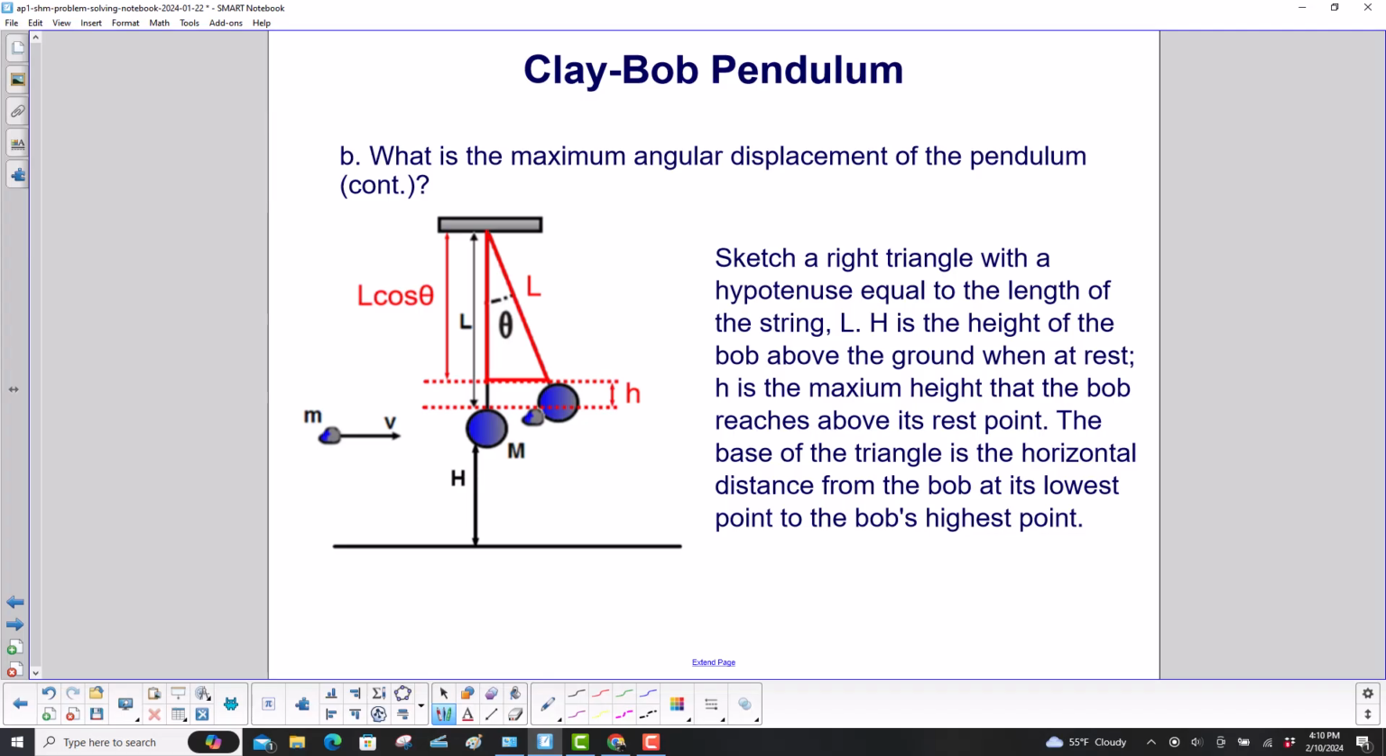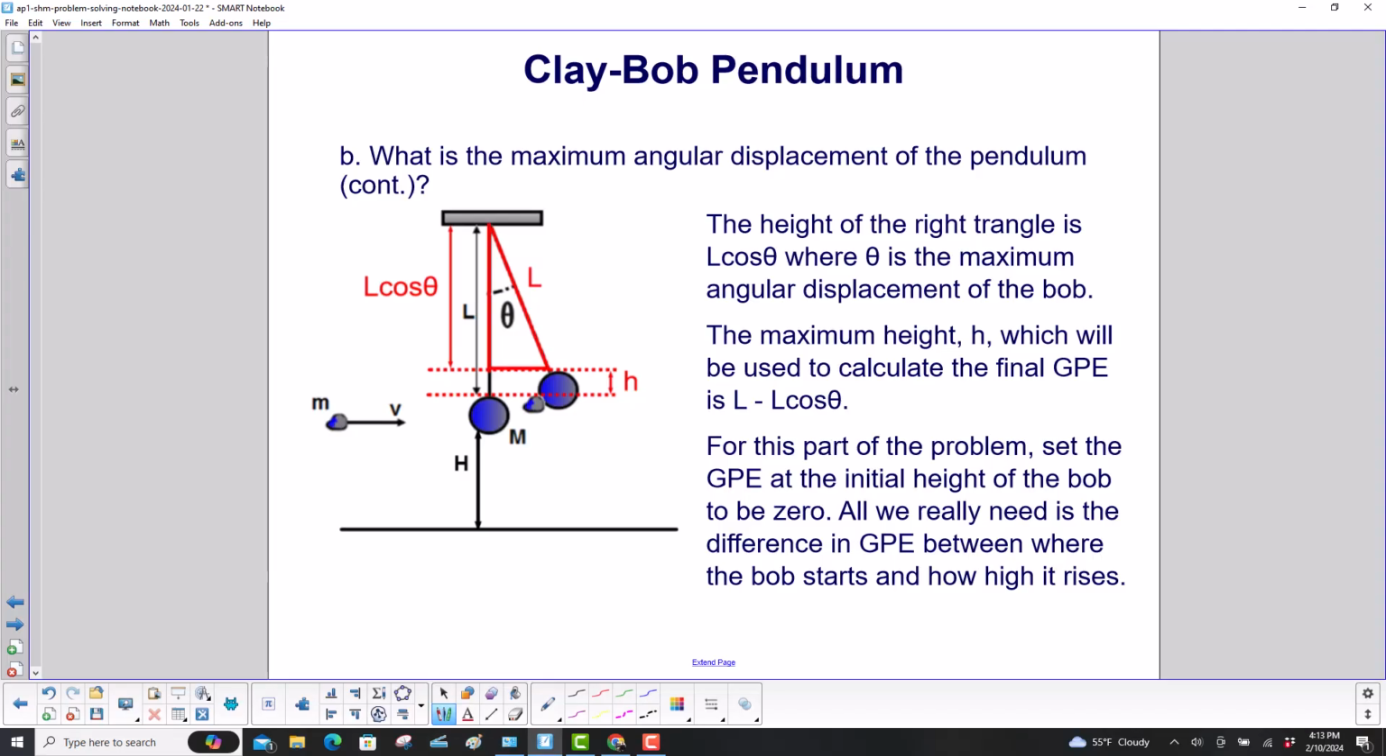Sketch a right triangle with a hypotenuse, over here, equal to the length of the string L. Capital H is the height of the bob above the ground when at rest. Lowercase h is the maximum height that the bob reaches above its rest point. The base of the triangle is a horizontal distance from the bob at its lowest point to its highest point.